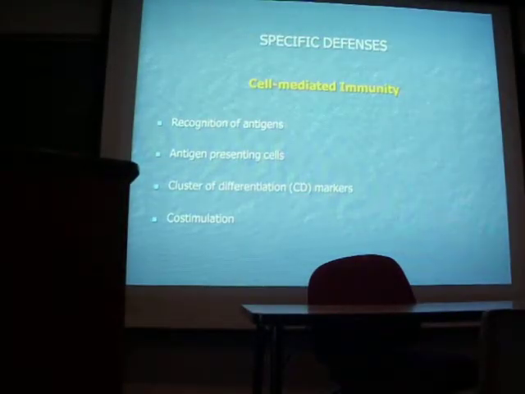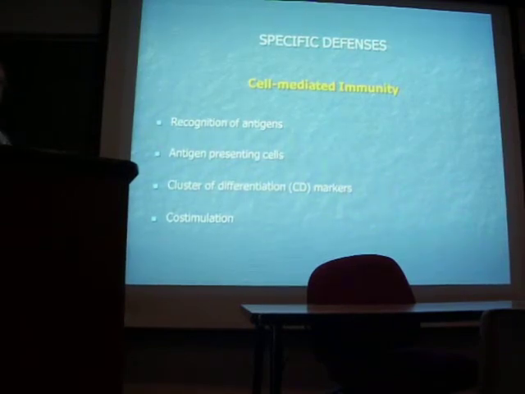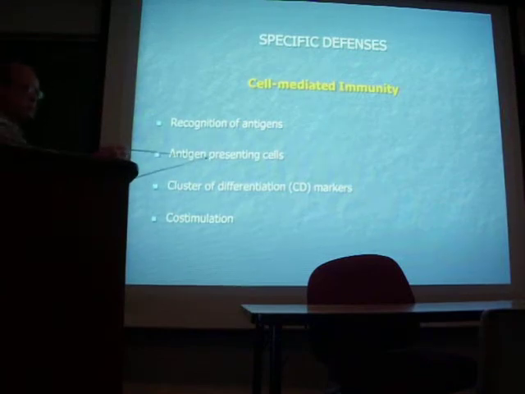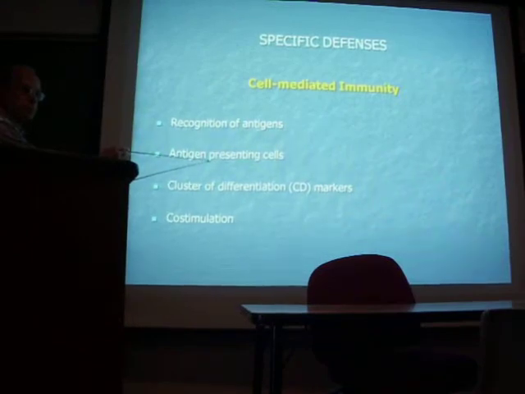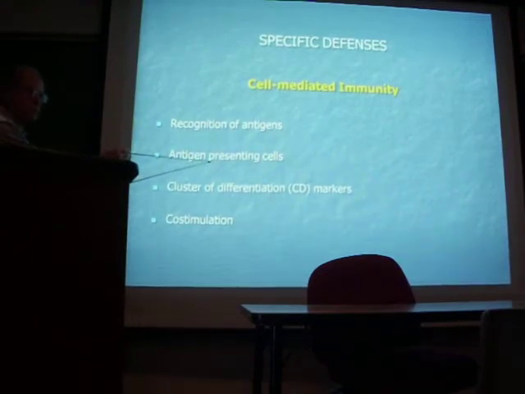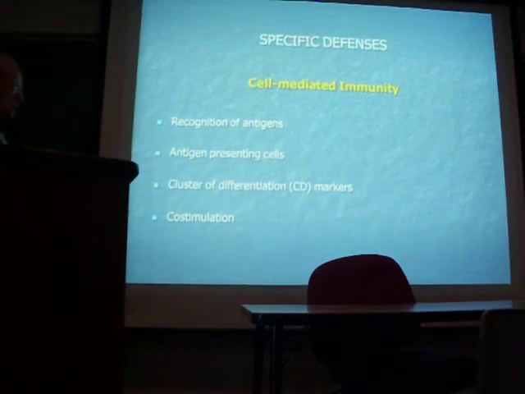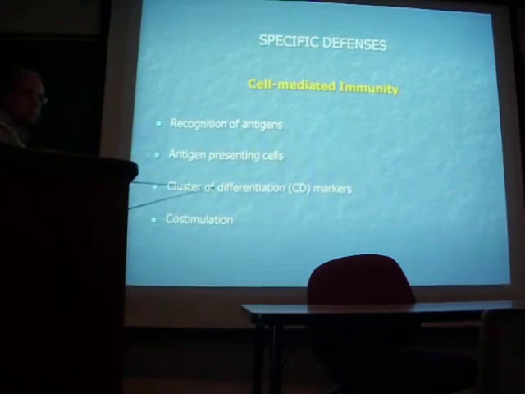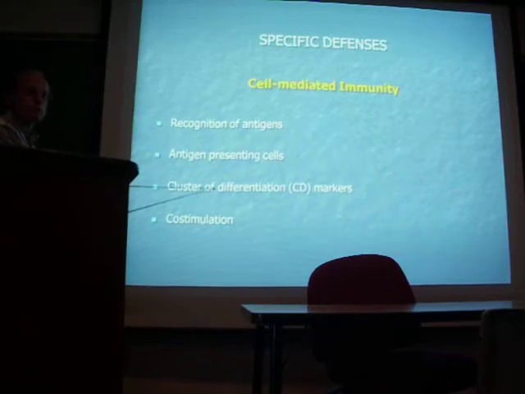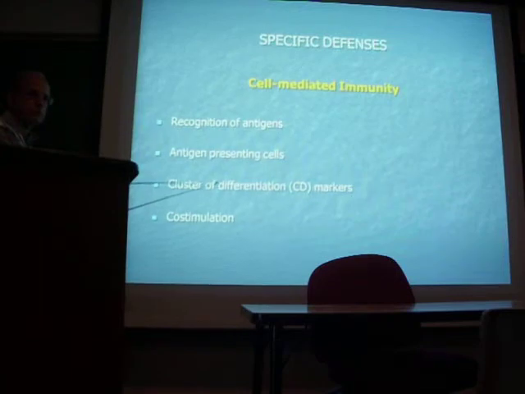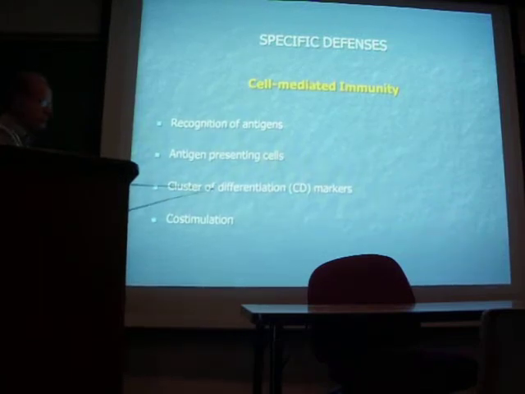All right, so when we talk about cell-mediated immunity, we've got to recognize the antigens. We have specific cells that help expose foreign antigens to T cells. Our various T cells have specific markers on them. There are a number of different markers on the membranes of T cells, but the two main ones we're talking about, I'll show you.